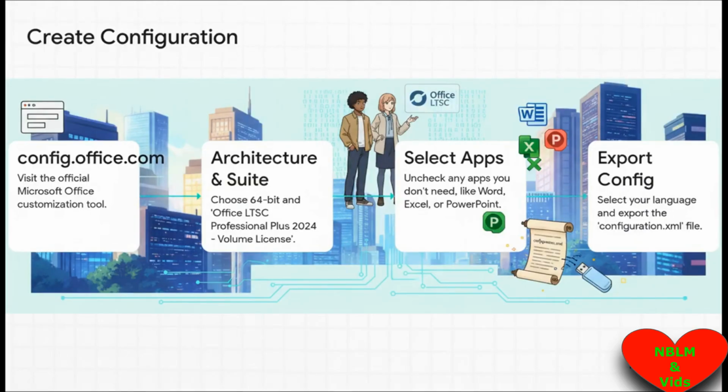Now, here's the most important step of this whole process. Under Office Suites, you have to choose Office LTSC Professional Plus 2024 Volume License. LTSC stands for Long-Term Servicing Channel, and the volume license is what big companies use. This specific combination is the key that makes this whole thing work without an immediate subscription. After that, it's easy. Just uncheck any apps you don't need, pick your language, and then click Export.